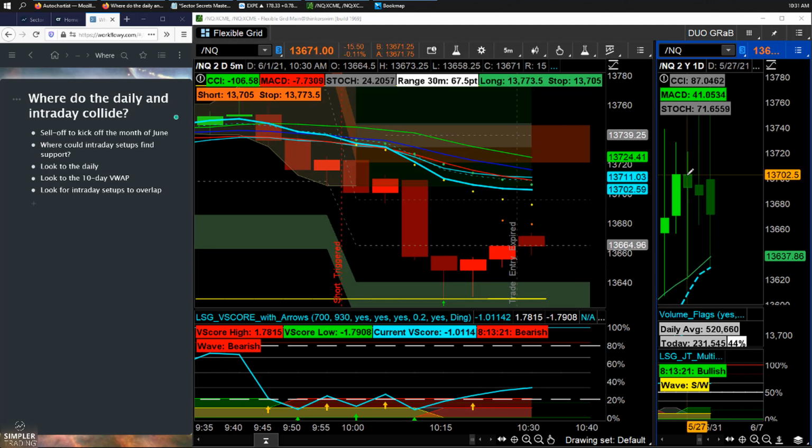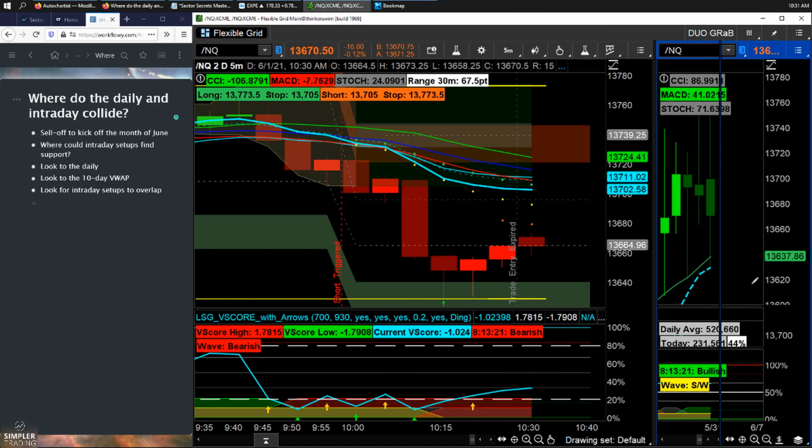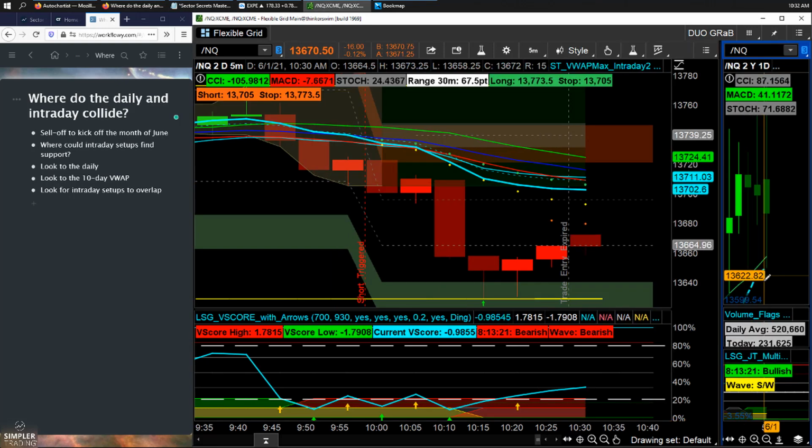So think about how the overlap is occurring. Are the levels between the V-score and the HPMR and the VWAPs lining up, but now we're using two different time frames? And that's a really neat thing for day traders to be able to do. It's a very simple thing for day traders to be able to do.